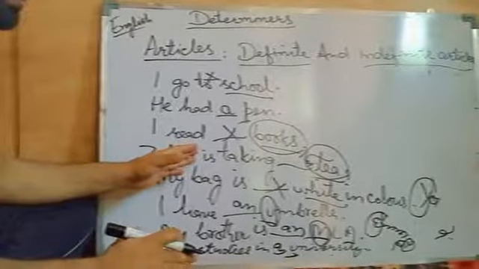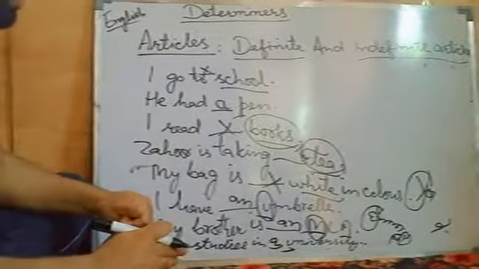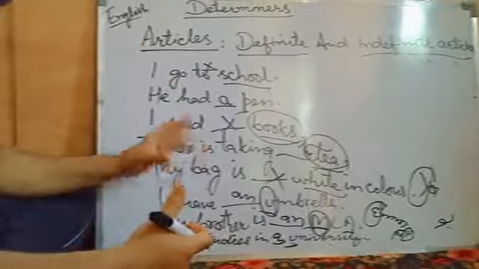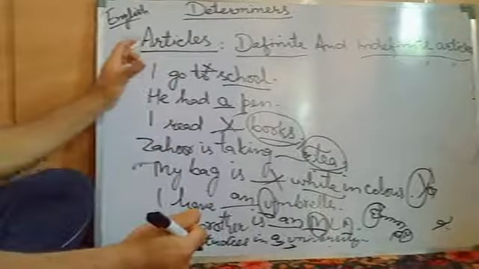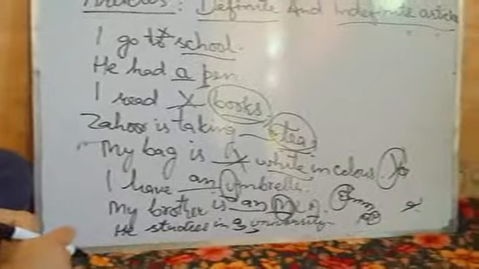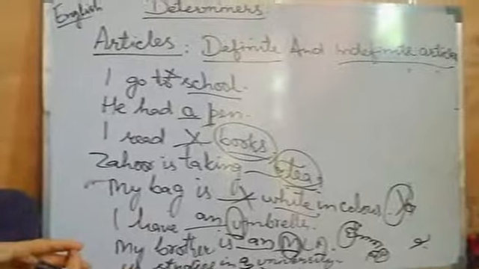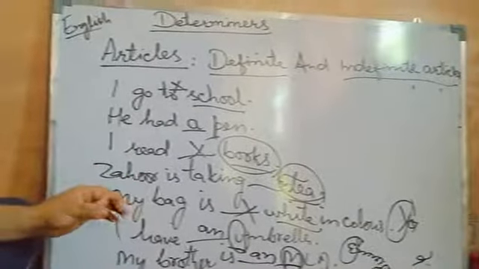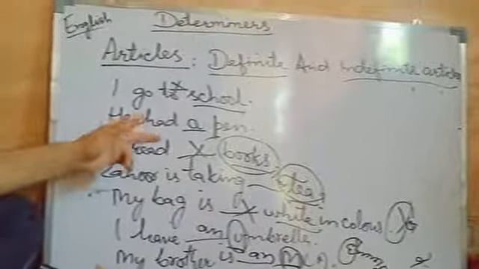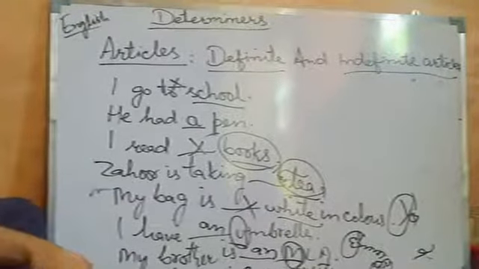We need to learn phonetics. If we know what phonetics is, what the phonemes are, how they sound, and how we can differentiate between these sounds, it will be very useful. It will be very easy for us to use these articles, especially a and an, on the basis of these consonant or vowel sounds. Thank you.